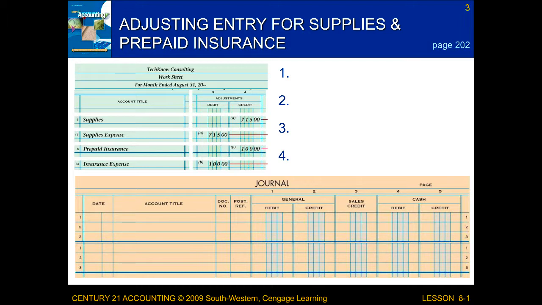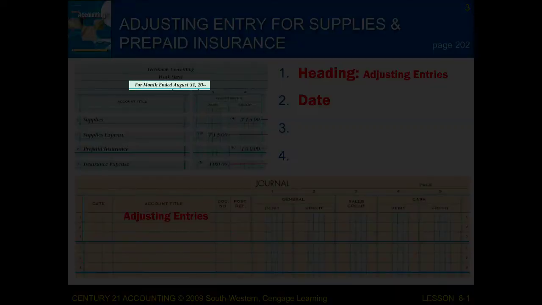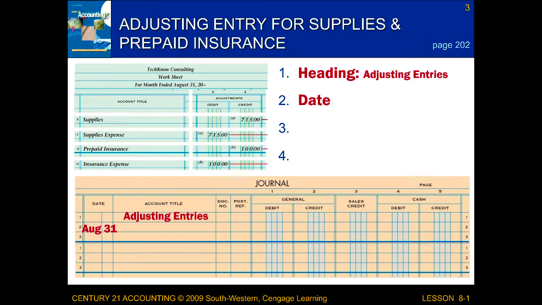The first thing is that we'll always create a brand new page for these adjusting entries, and we'll start by writing a heading on that journal page that says adjusting entries. So down here on the journal, I want you to go ahead and write adjusting entries. That'll be centered. And then we journalize just like normal. We're going to start with our date. So if we take a look at this worksheet, the date is for the month ended of August 31st. So we're going to go August 31st.